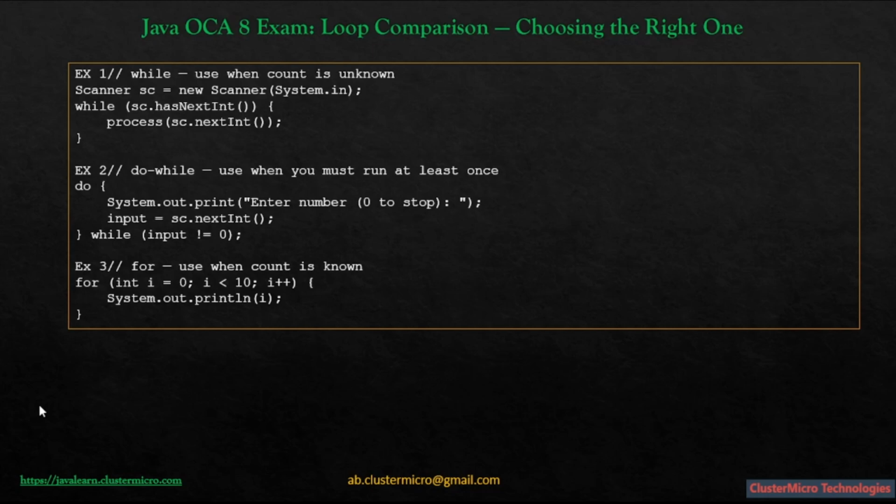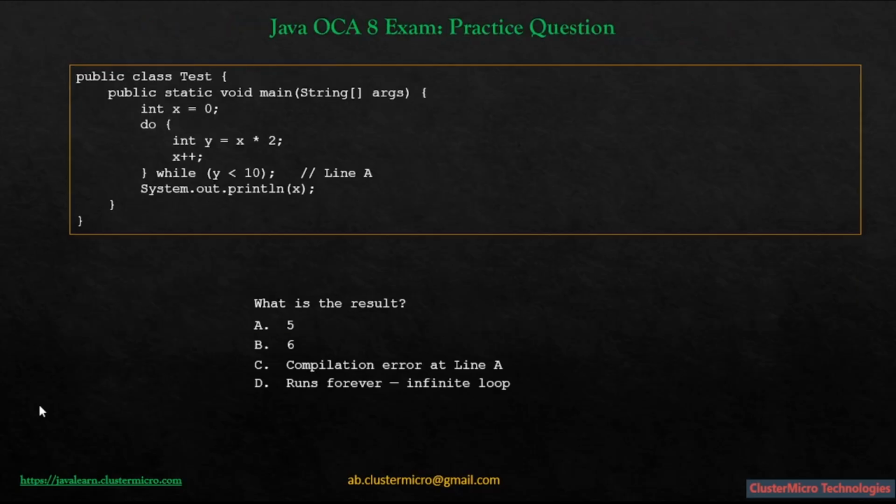And use a for loop when you know the exact number of iterations ahead of time. The initialization, condition, and update are all placed together in the loop header, making the loop structure very clear and compact. So let's come to the practice question part.